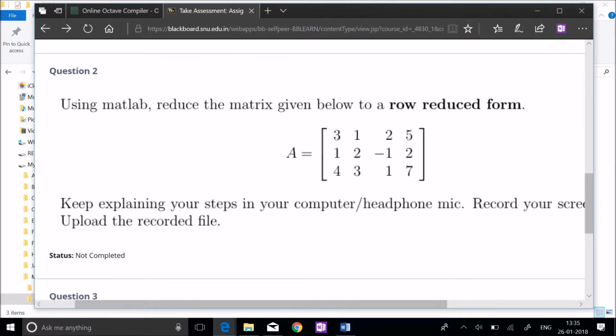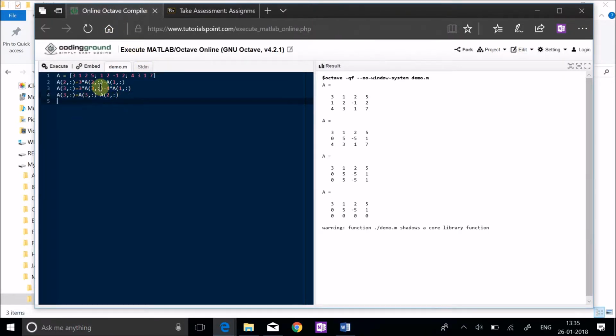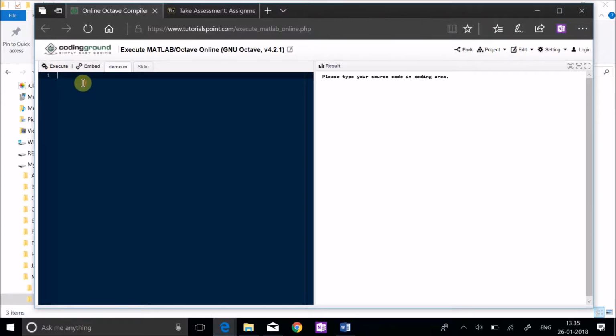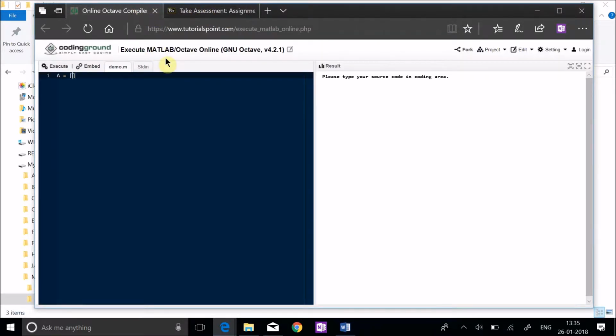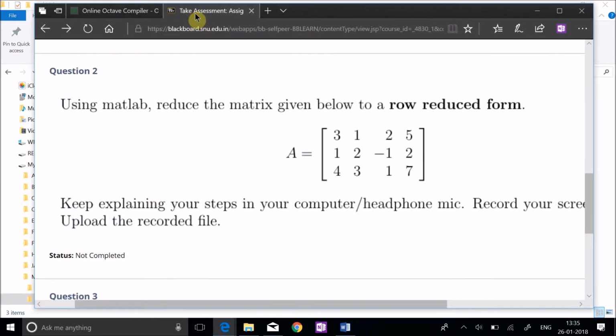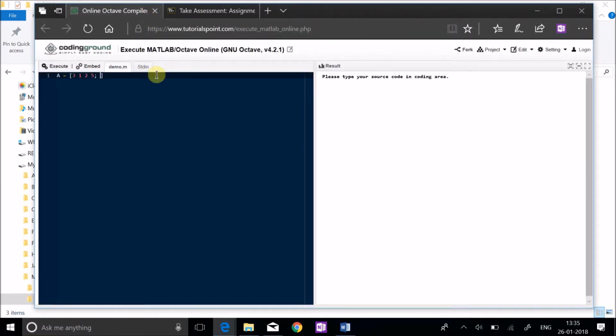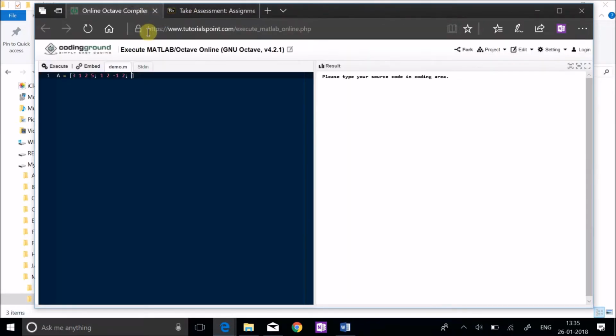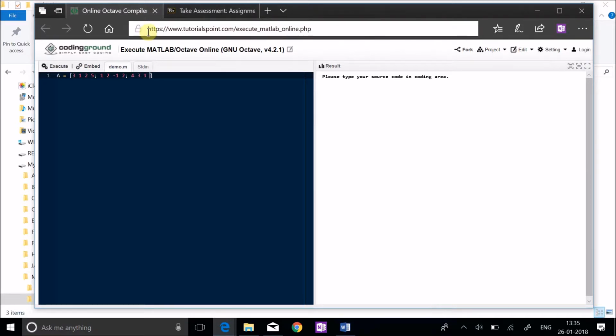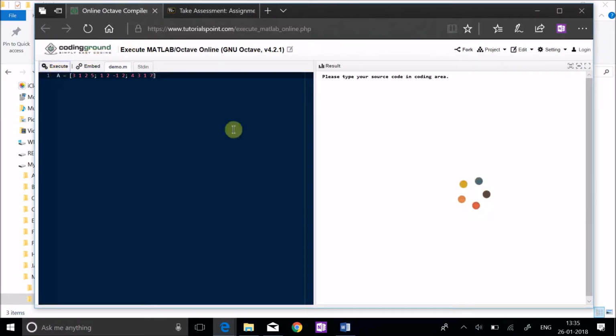Let me just clear this out. Okay, so let me write down the matrix first. This is 3 1 2 5 semicolon 1 2 minus 1 2 semicolon 4 3 1 7. Let me just execute this. Yeah, you get this matrix.